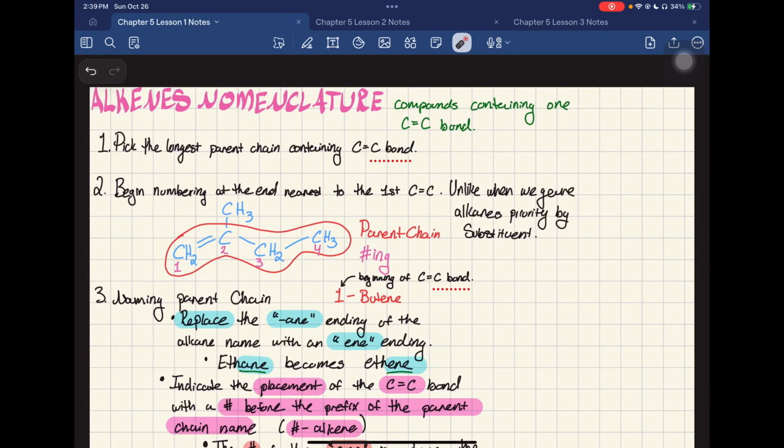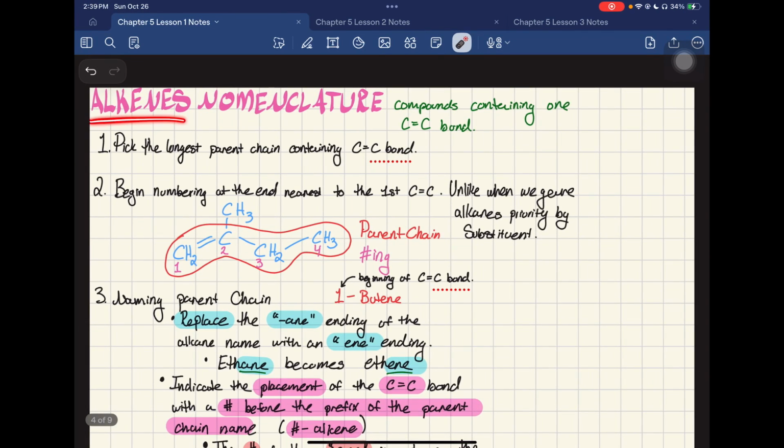Okay, so this is Alkenes Nomenclature. Keep in mind that alkenes are compounds containing one carbon double bond. First, you have to pick the longest parent chain containing a carbon double bond. It cannot be this one, because this obviously does not contain a carbon double bond. However, the one already circled in red, it is this one because it contains that carbon double bond.